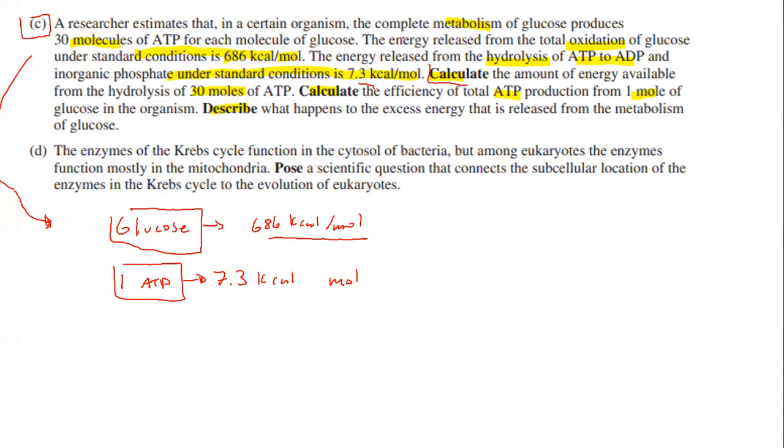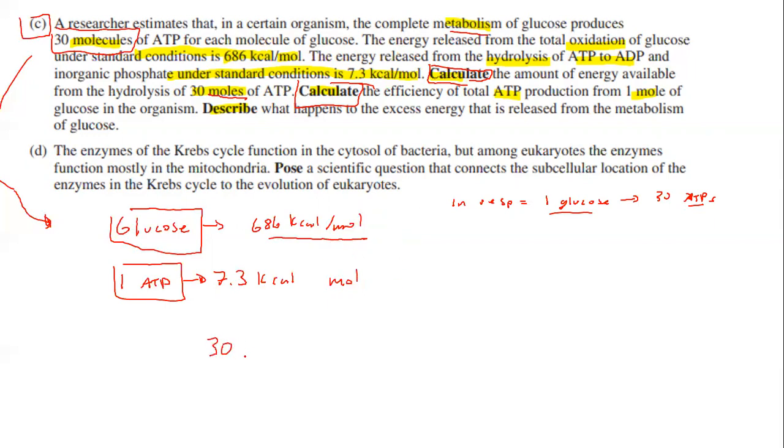Another key thing is that when you break down glucose in cell respiration, you make 30 molecules of ATP. So in respiration, 1 glucose can make 30 ATP. The first thing it wants us to do is calculate the amount of energy available from the hydrolysis of 30 moles of ATP. The units are going to cancel out, so moles will cancel out.